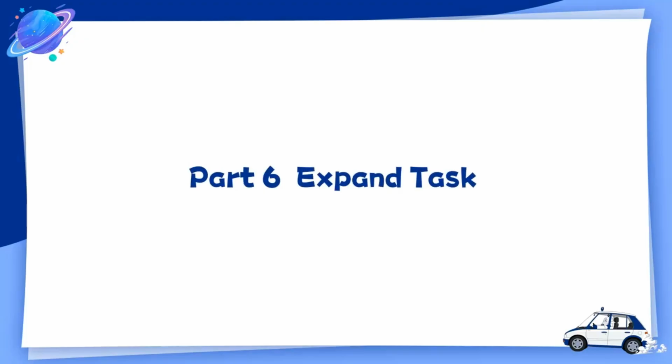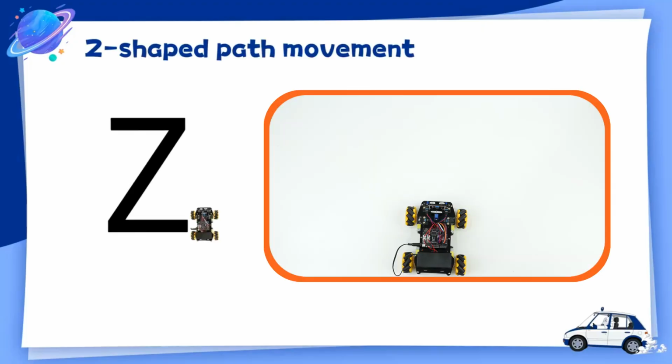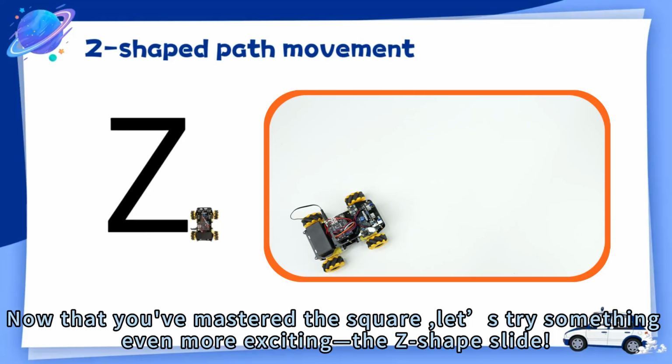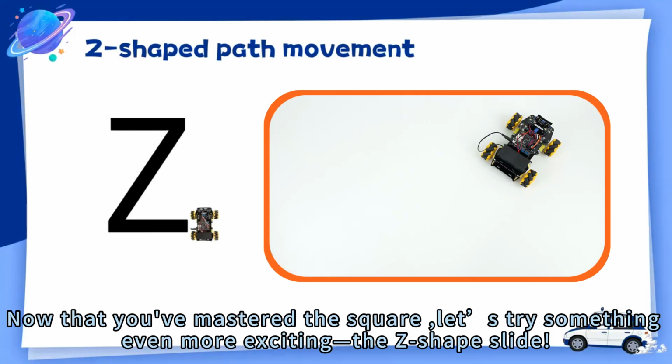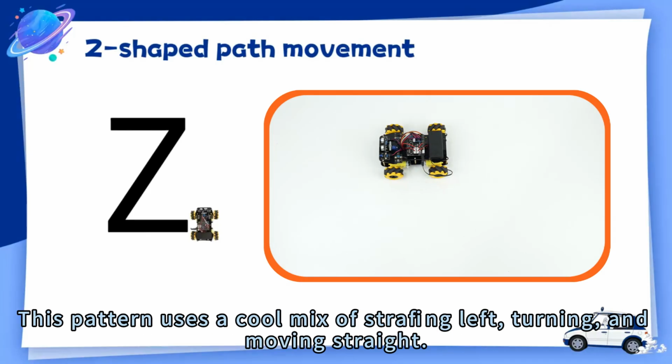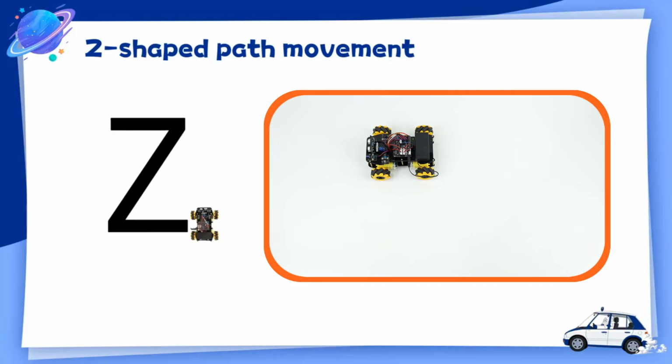Part 6. Expand tastes. Now that you've mastered the square, let's try something even more exciting, the Z-shape slide. This pattern uses a cool mix of strafing left, turning, and moving straight.